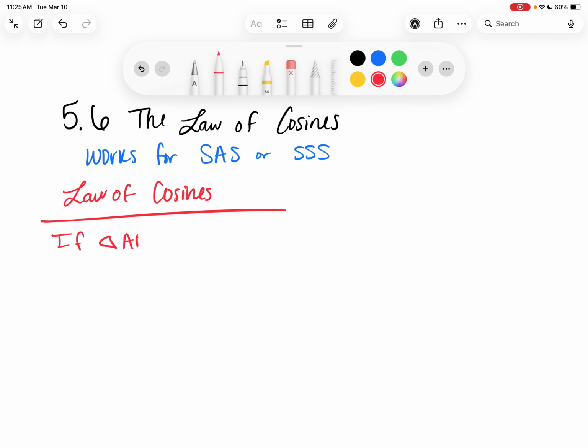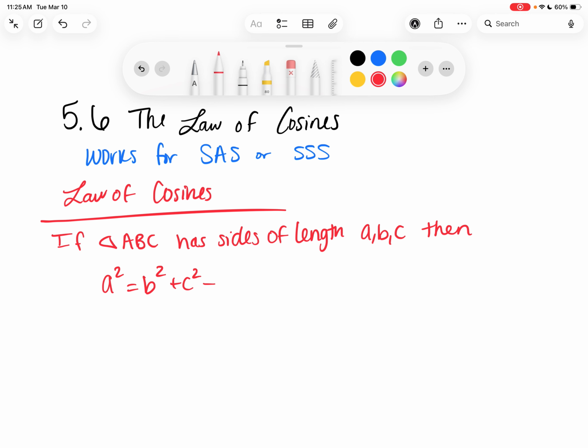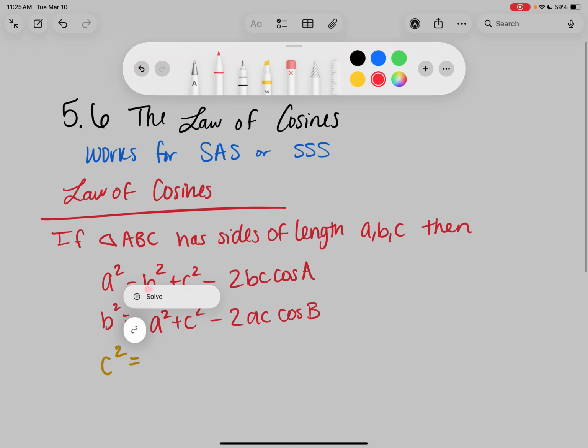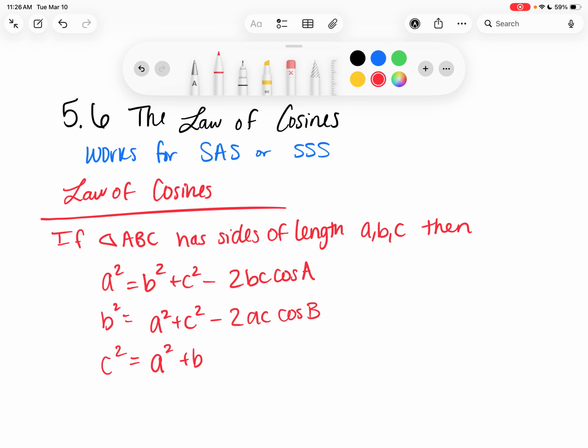If triangle ABC has sides of length A, B, C, then A squared is equal to B squared plus C squared minus 2BC cosine A. B squared is equal to A squared plus C squared minus 2AC cosine B. Or C squared is equal to A squared plus B squared minus 2AB cosine C.